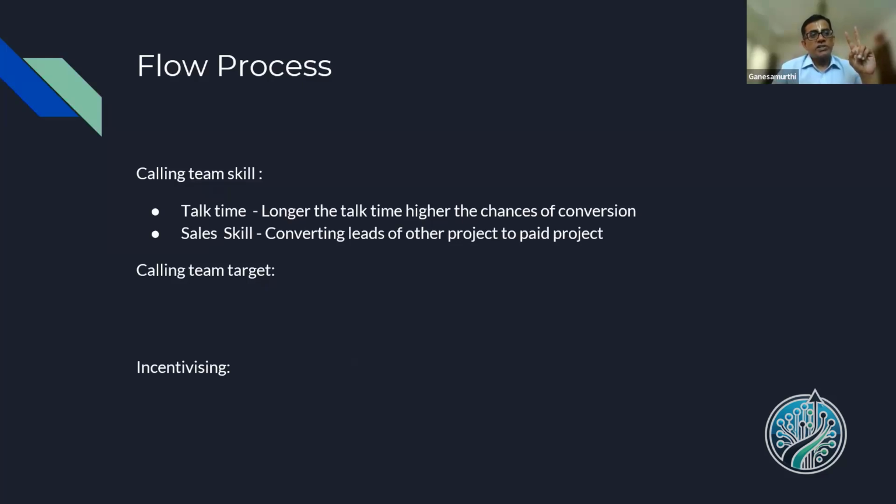So what do you teach? You teach them how to engage, how to talk about things, how to keep the customer engaged, and then how to nudge them towards conversion. These are the two things that you need to train the people on. Rohit was talking about the first part, and Raghav was talking about the second part, understanding the product so that they can talk about the project and convert.